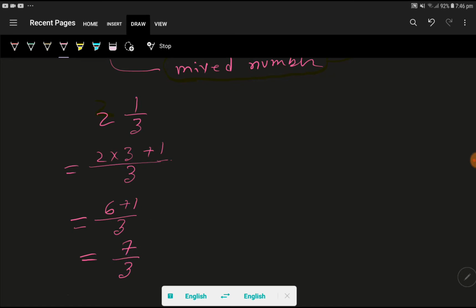What is an improper fraction? In an improper fraction, the numerator is greater than the denominator. So 7 is greater than 3. So this is an improper fraction. So here is the answer, right?